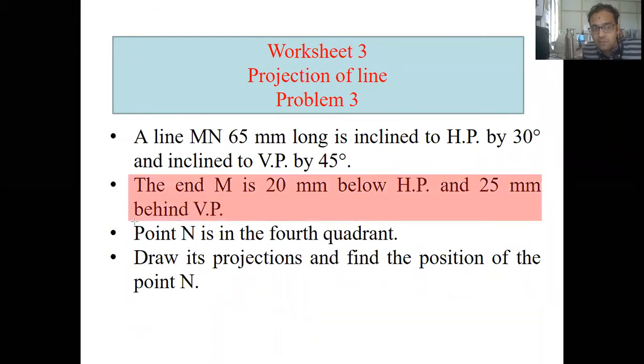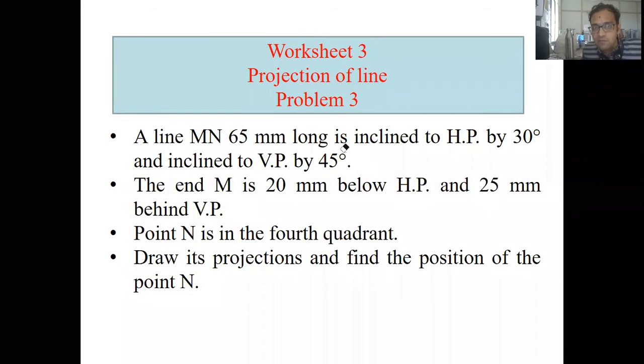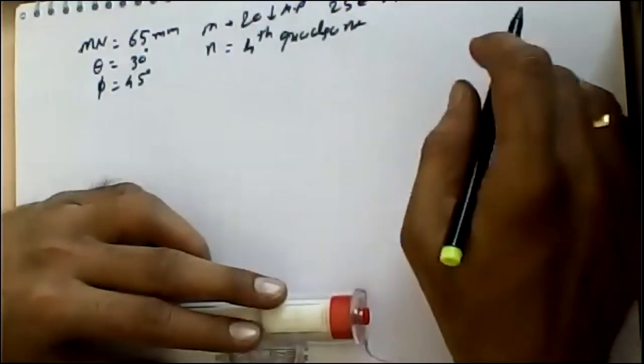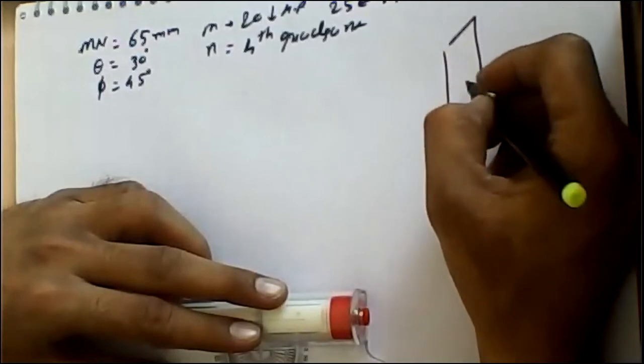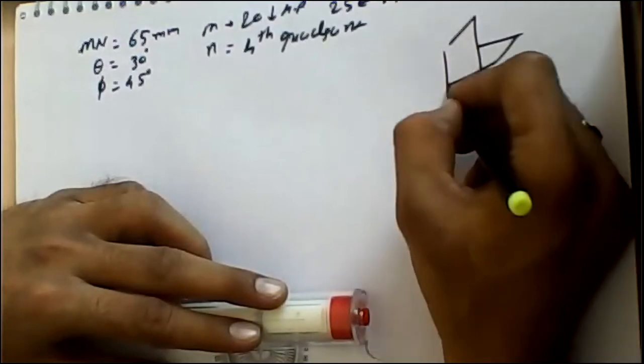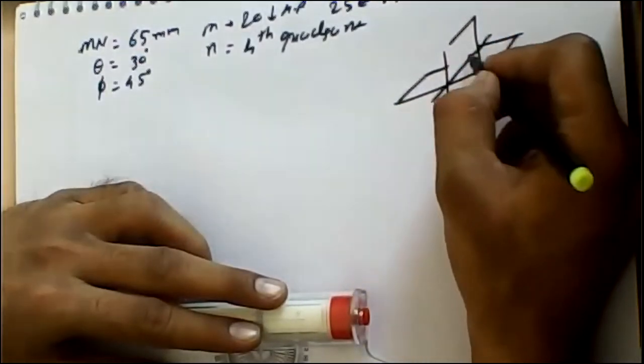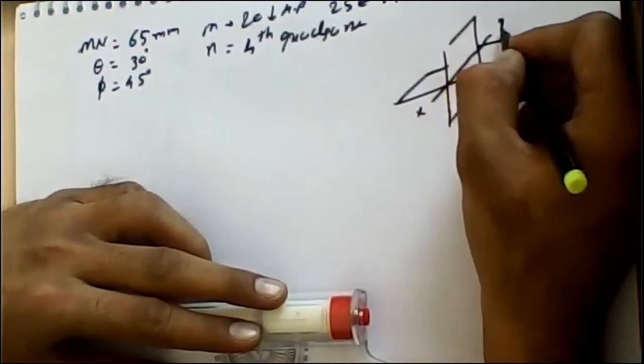Point N, specifically, is mentioned to be in the fourth quadrant. Our task is to draw the projections. So let us move ahead and draft the projections now. We need to keep in mind that the projections are going to be with reference to the conditions which had been mentioned. So let us consider the condition, draft a vertical plane and a horizontal plane to see the real condition. XY is the reference.